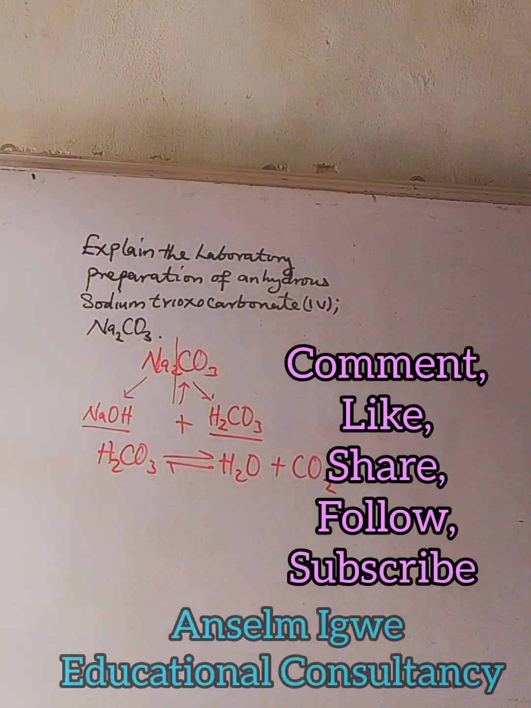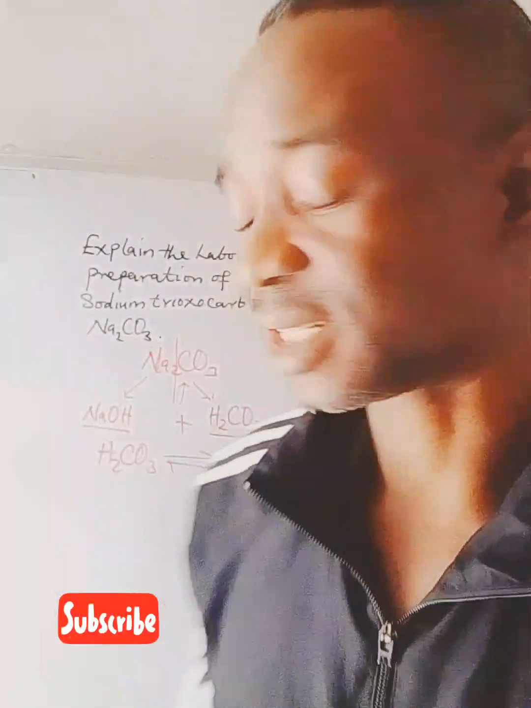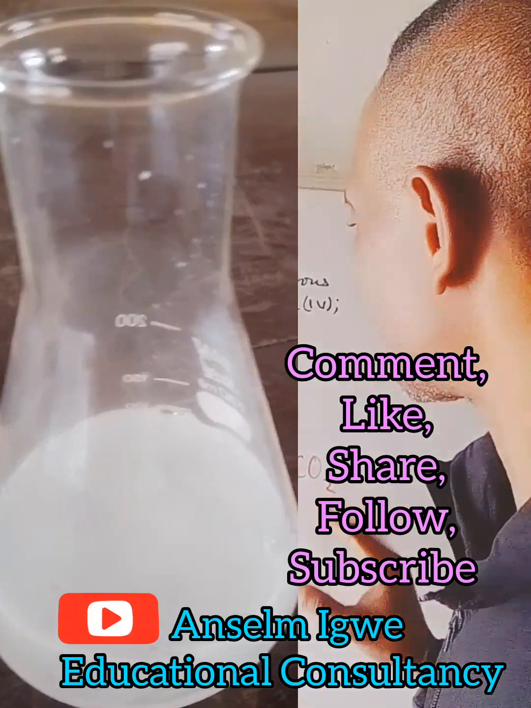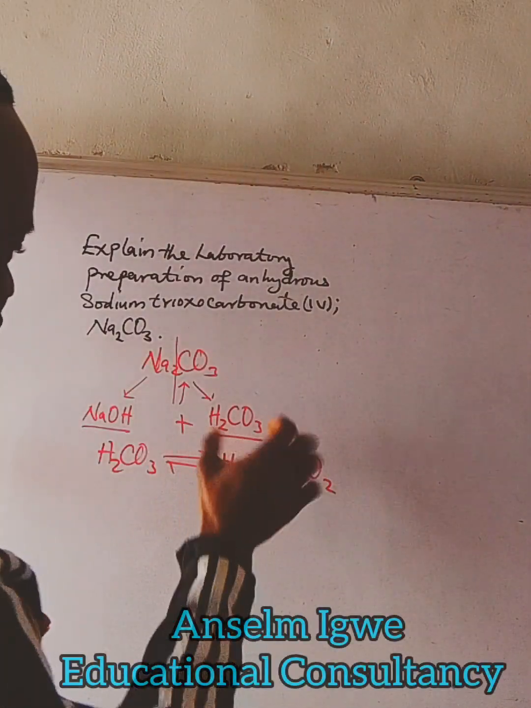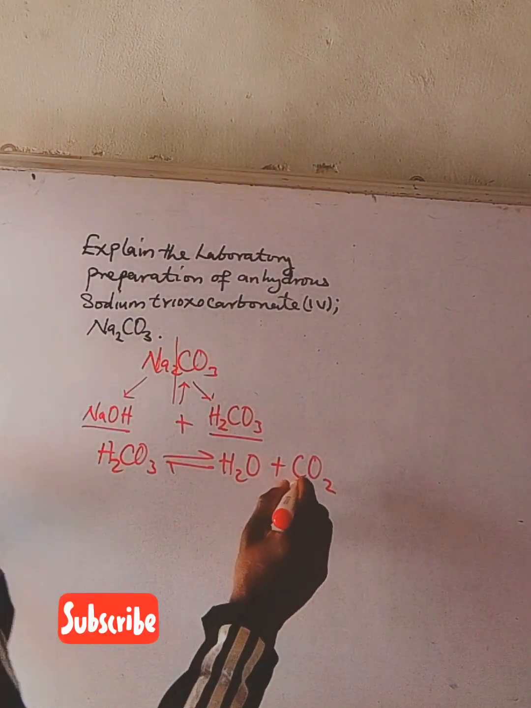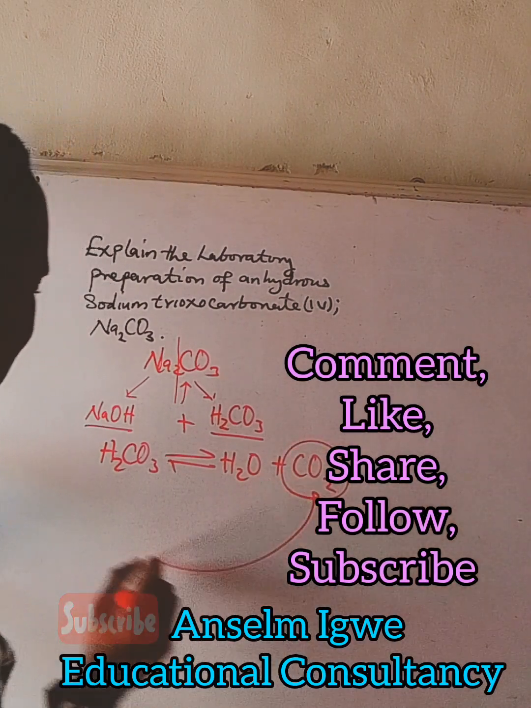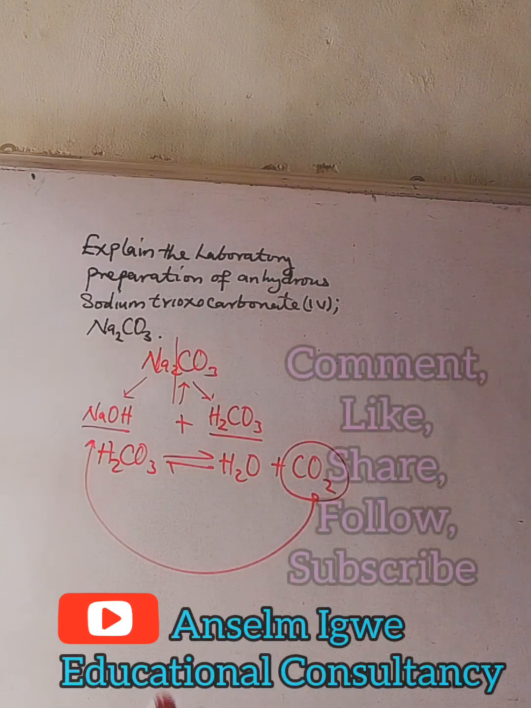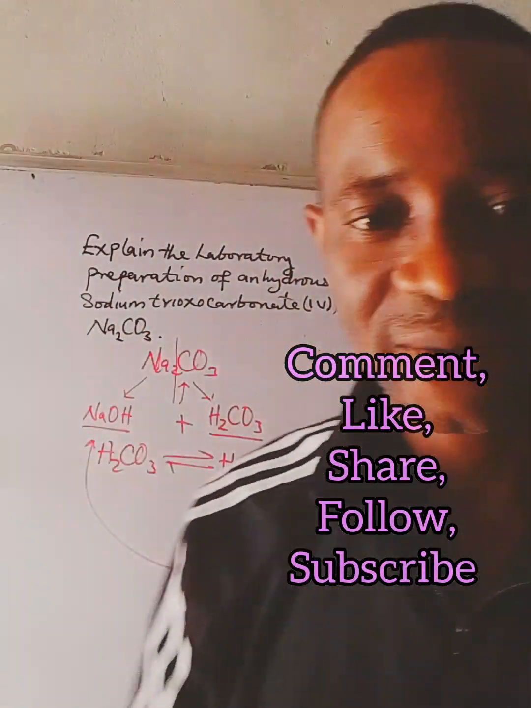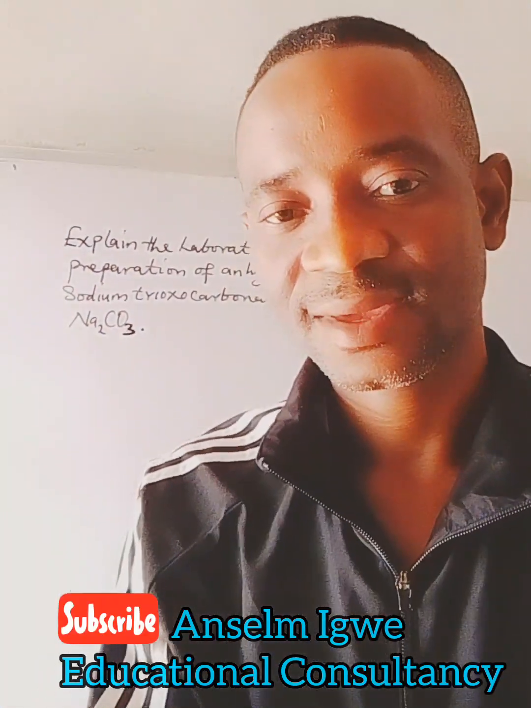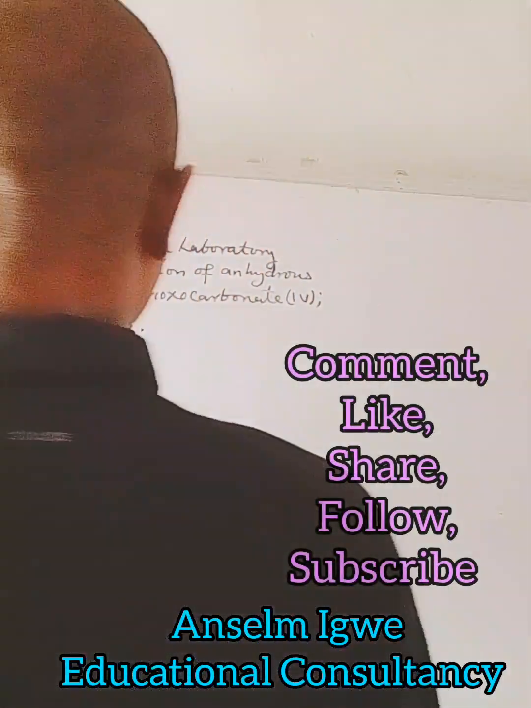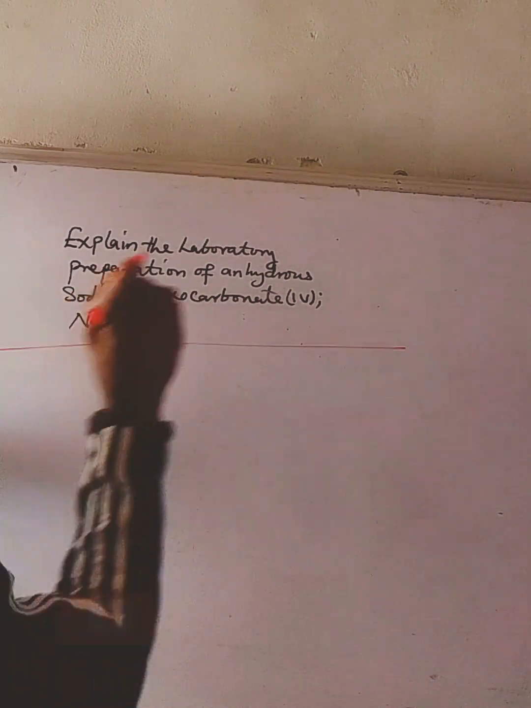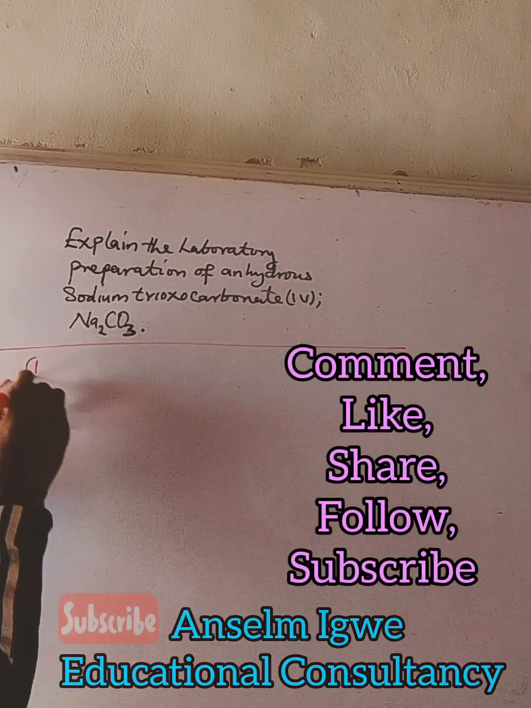It is this carbon dioxide that comes out from the bottle of Coke that is responsible for the fizzy noise. So, because it is difficult to isolate this acid, it is now more convenient to use carbon dioxide with this particular base, sodium hydroxide, in order to synthesize this salt in a laboratory setting. Therefore, we can now say that sodium trioxocarbonate 4 can be prepared by the following steps.